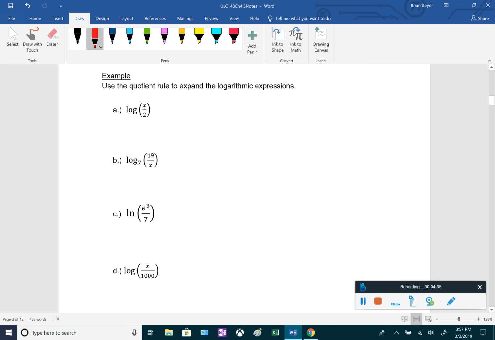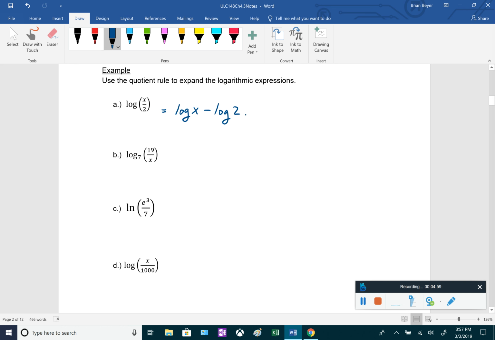Let's use the quotient rule to expand these. First one, log of x over 2. So we see division in the input. We know we're going to have some sort of subtraction. So it's going to be log of the numerator minus log of the denominator, because the 2 was in the denominator, so that log is negative. So log of x minus log of 2.